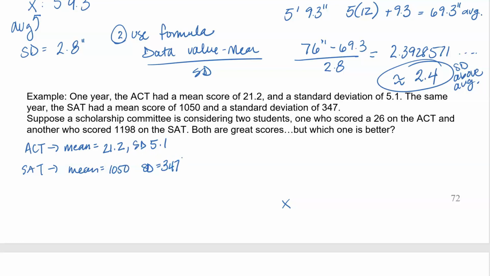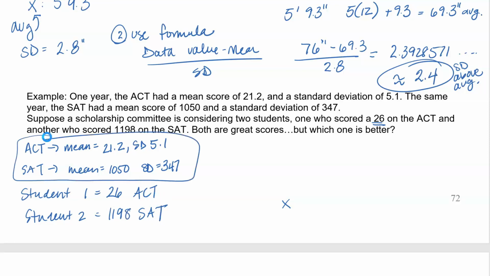347. Okay, and a scholarship committee is considering two students, one who scored 26 on the ACT, so we'll call this student 1, and then student 2 who scored 1198 on the SAT. Okay, it's hard to compare these because they're different tests, but what we can do is use this information of mean and standard deviation to find out exactly how many standard deviations above or below average they are, and then compare them to one another.